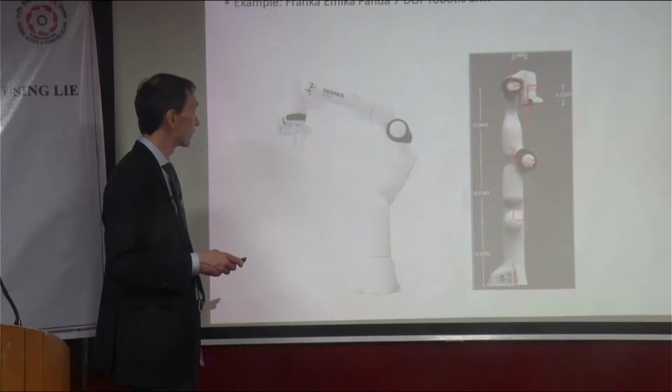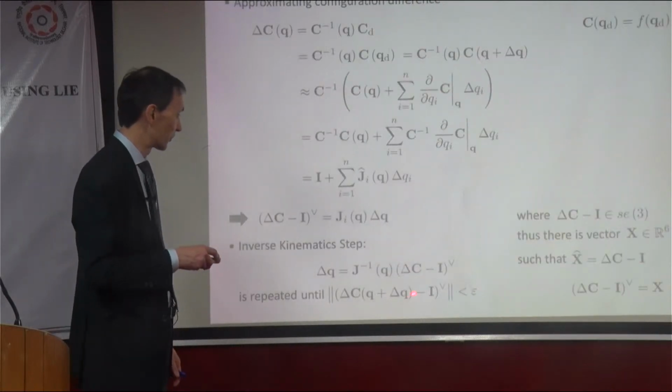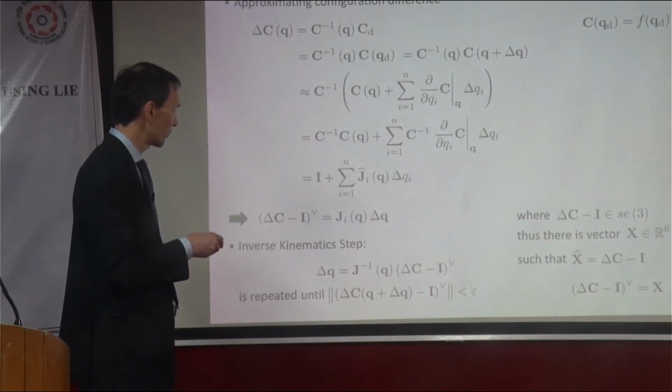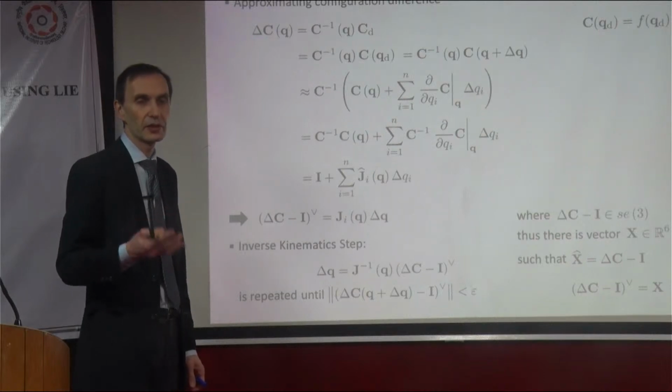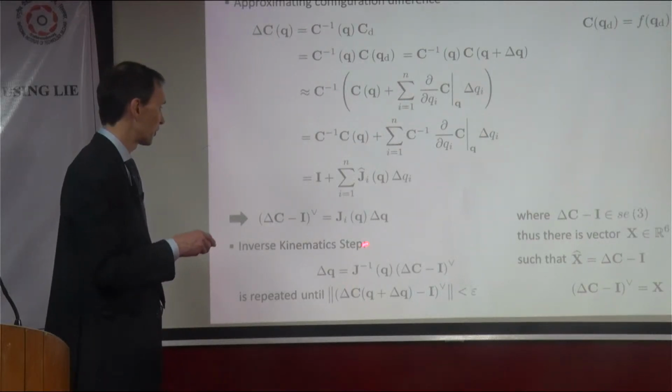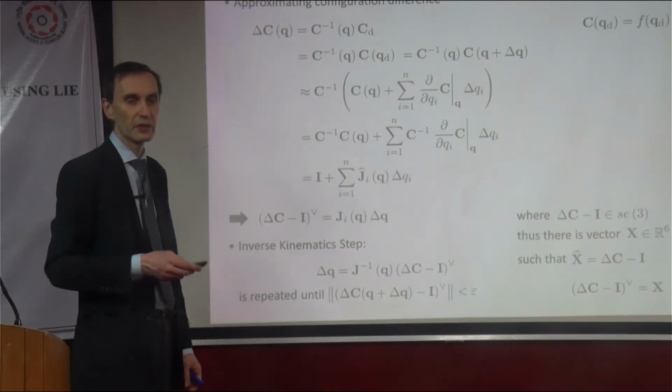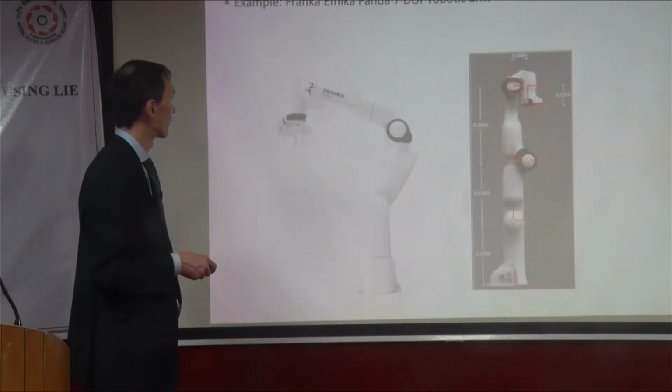Of course, the inverse does not always exist, in the sense that it might be a non-square matrix, okay? And if this is a non-square matrix, of course, you cannot just invert it. You have to take a pseudo-inverse.